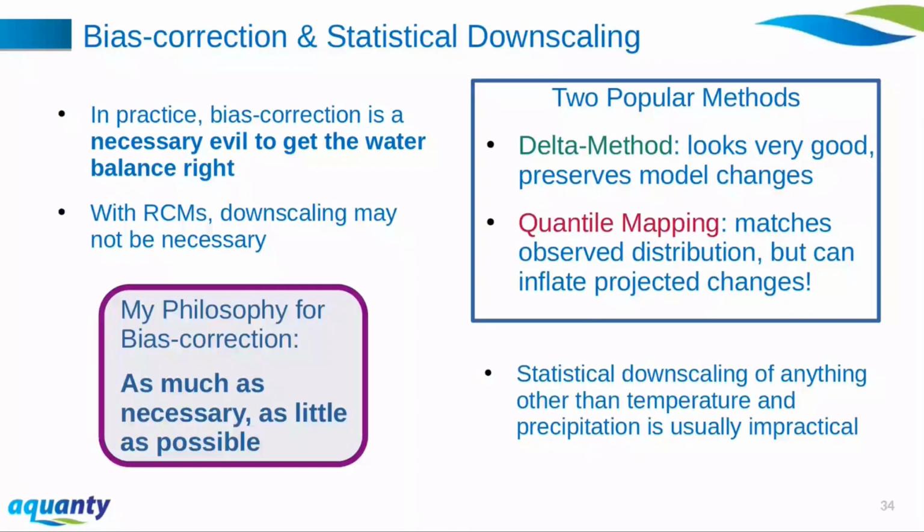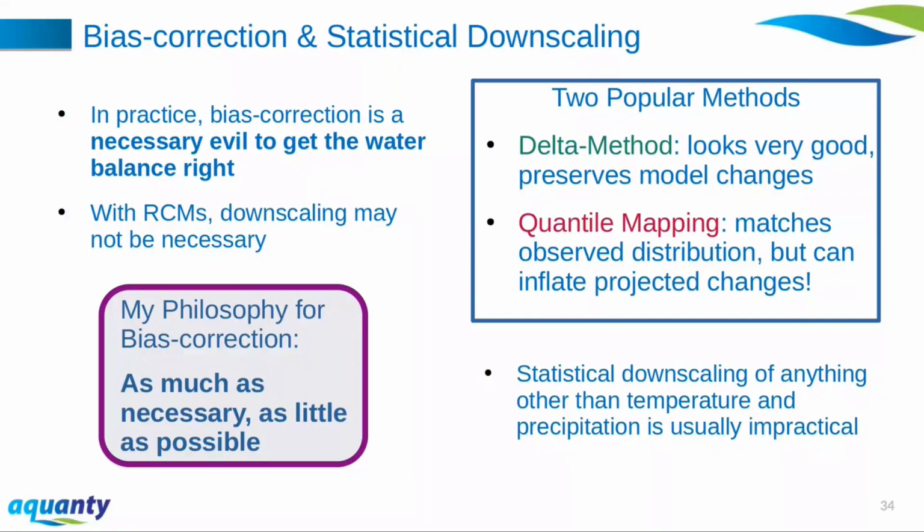A little bit more here. So essentially, it's a necessary evil. In practice, in hydrological modeling, you typically have to do some kind of downscaling or bias correction in order to get the water balance right. This is unfortunately just a fact. Also, if you're using a regional climate model, you will often not get the water balance right. You may have way too much snow. Your watershed may end up being snow dominated, even though it shouldn't be. So you may have to do something about that. My philosophy is, as much as necessary to get realistic behavior in your hydrological model, but as little as possible, as little as you can get away with.